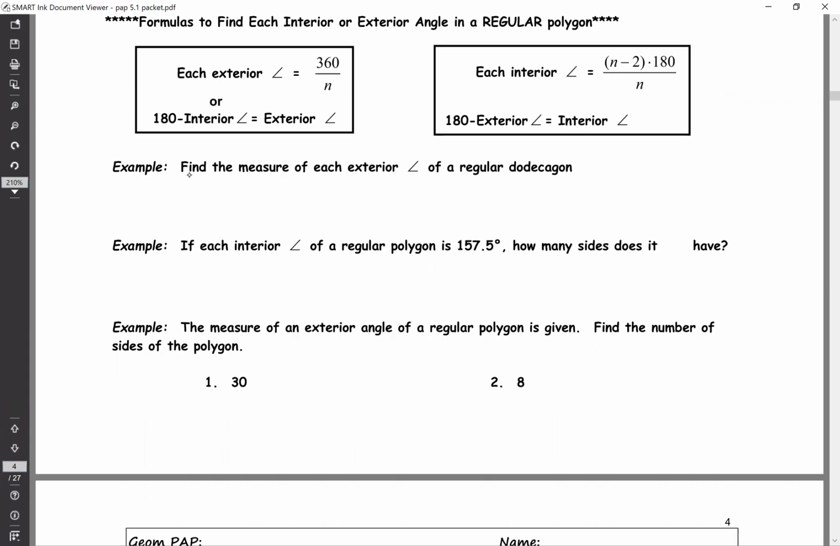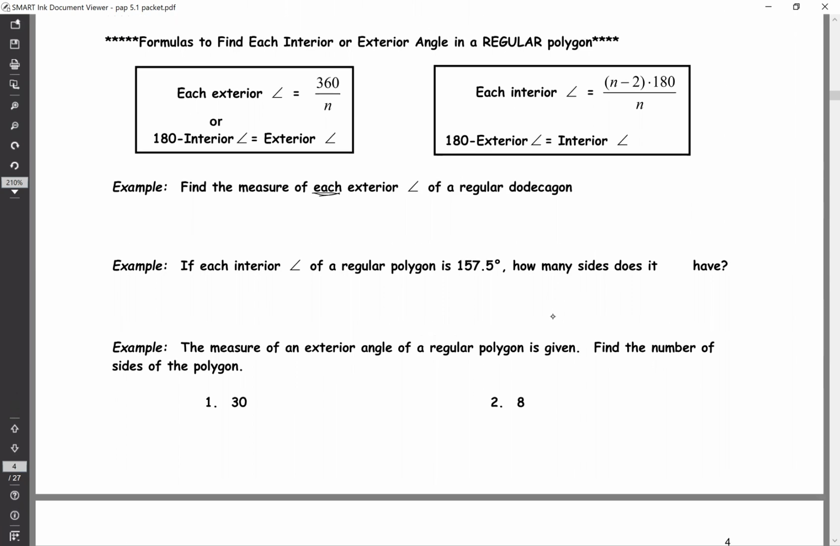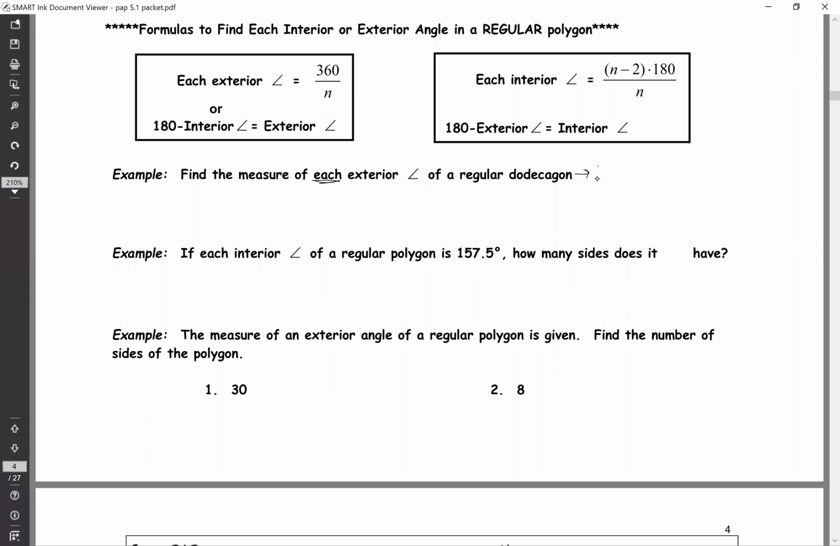It says find the measure of each interior angle of a regular dodecagon. Dodecagon, so that's 12 sides. So we would do 12 minus 2 times 180, and that would give us the sum, all the interior angles added together. But I want just a single one, so I have to divide by how many angles there are, which is the same as how many sides there are, so 12.